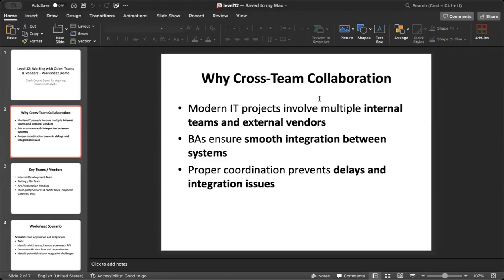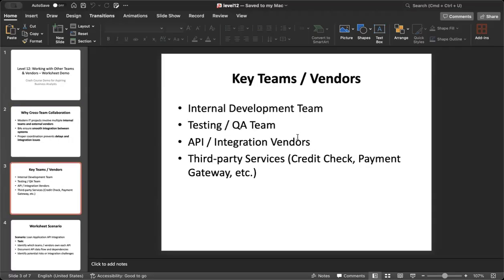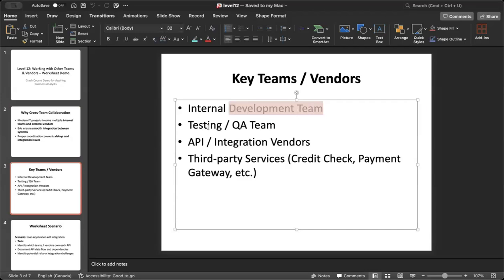Okay, so this is why we need to work with cross-functional teams. Key terms here: you see internal development team, testing team, QA team, API integration, vendors, third-party services. Okay, so let me give an example.